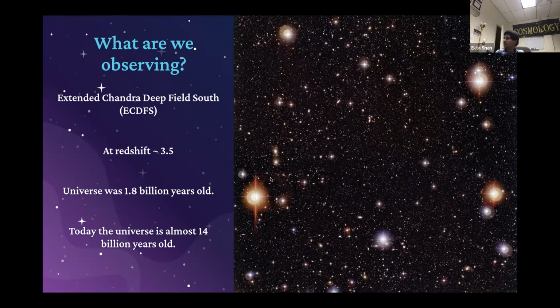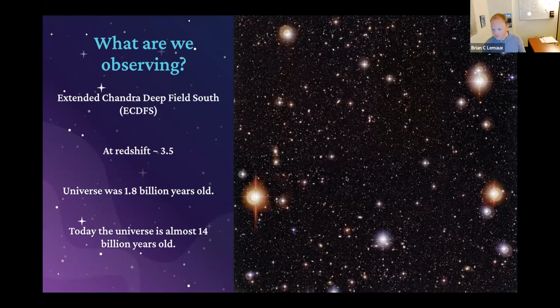So the protocluster that we are looking at is somewhere in this field, and that's why we're targeting it. It's at redshift 3.5, which is another way of saying that when this structure was forming, our universe was around 1.8 billion years old. For context, it is almost 13.7 billion years old today. So this is a long time ago.